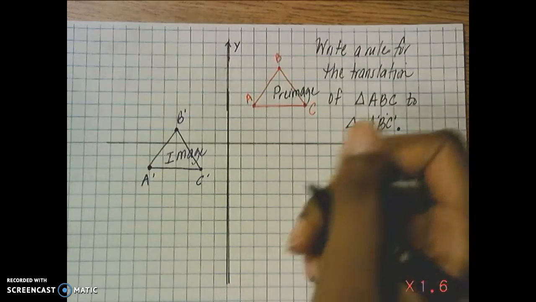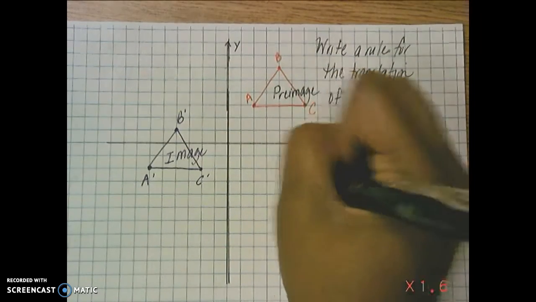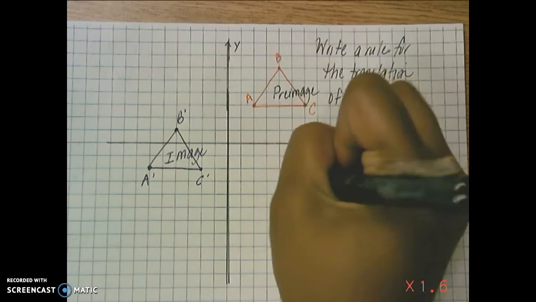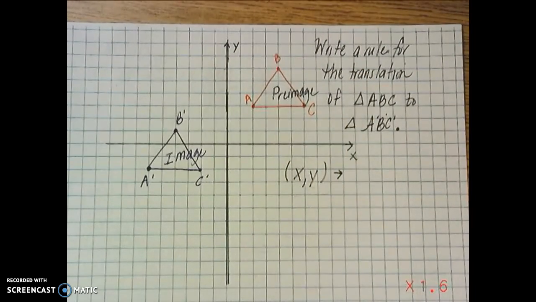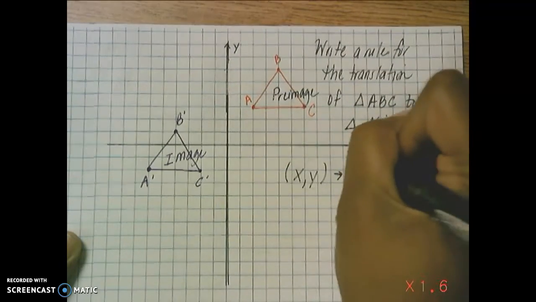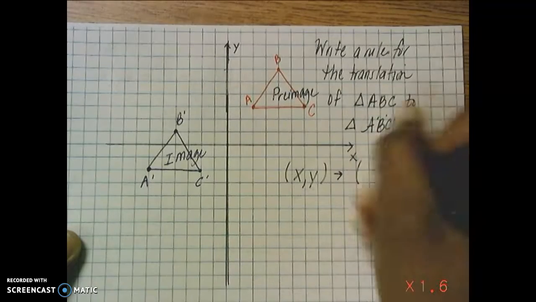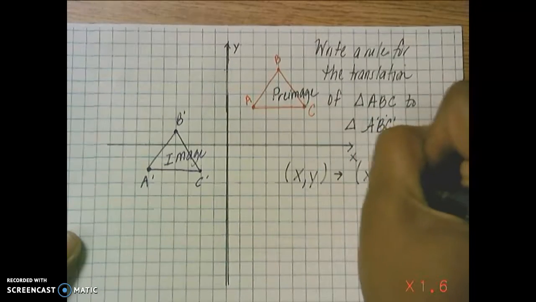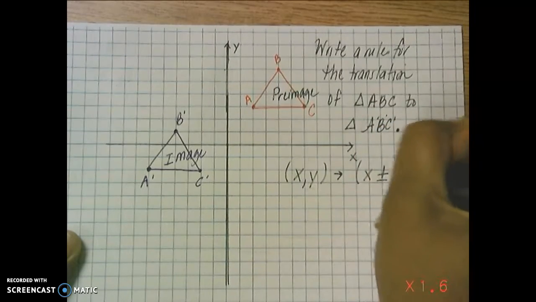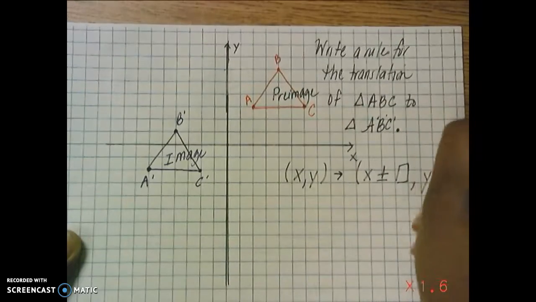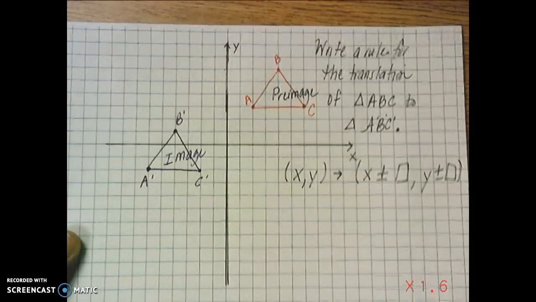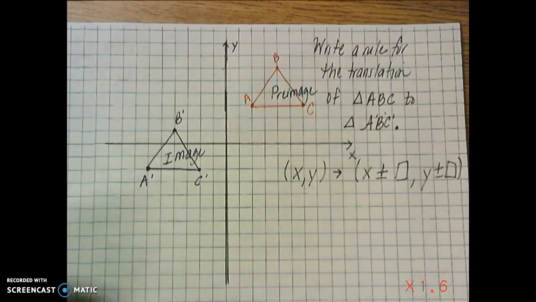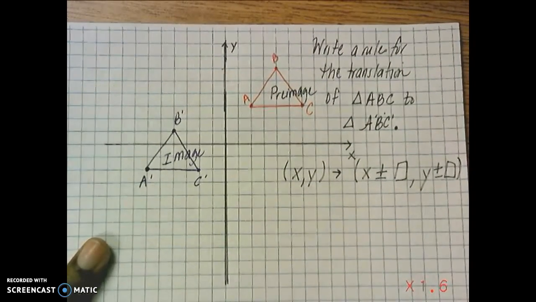Okay, so I want us to be able to write a rule about a translation. What's going to happen is, no matter what, it has a format. Every x, every y has to move the same way. The basic form for it is x plus or minus some number, and then y plus or minus some number. That's our format, but we can figure it out. Okay, so I'm going to count.